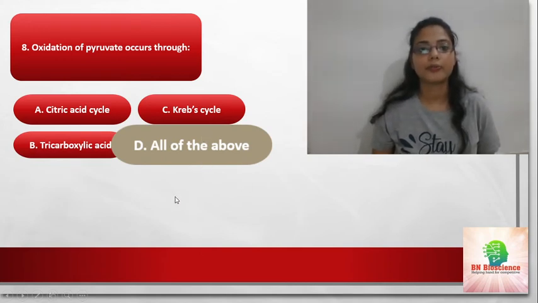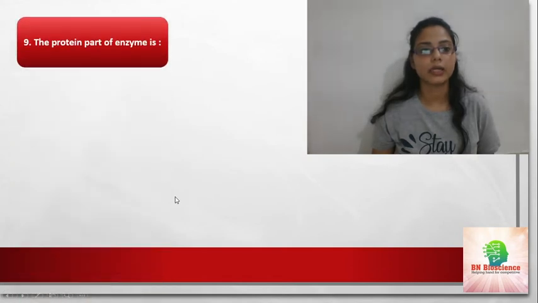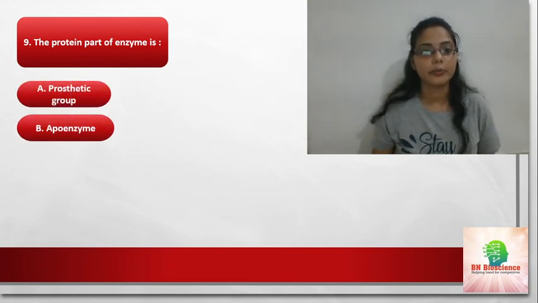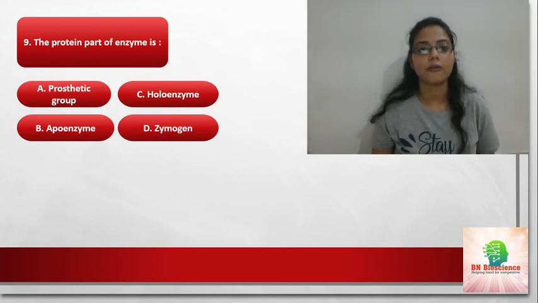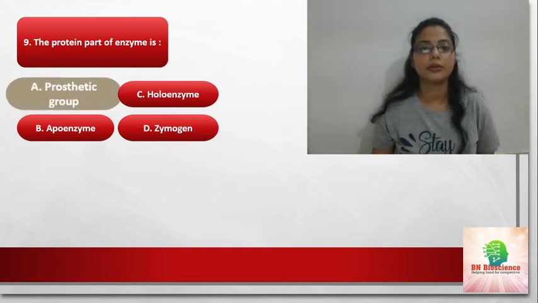Okay, so the next question is number 9. The protein part of enzyme is, the options are A, prosthetic group, B, apoenzyme, C, holoenzyme, D, zymogen. Which is the protein part of an enzyme? So the answer is A, prosthetic group.